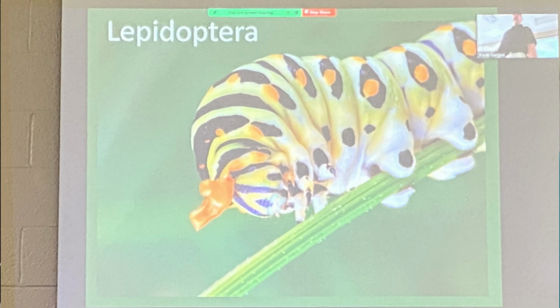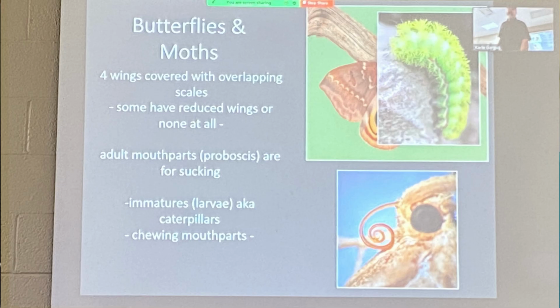And Lepidoptera, butterflies and moths. Four wings covered with overlapping scales. Some have reduced wings or none at all. Adult mouth parts are for sucking. Immatures are the larvae, aka caterpillars, and they chew.